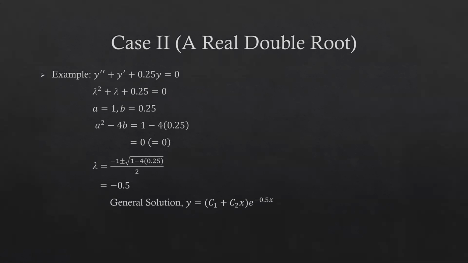So this is the example for case 2, which is a real double root. So we use the same method as the previous slide, but notice that for case 2, we only have one root. So the general solution is y equals (c1 plus c2 x) e to the power of negative 0.5x.